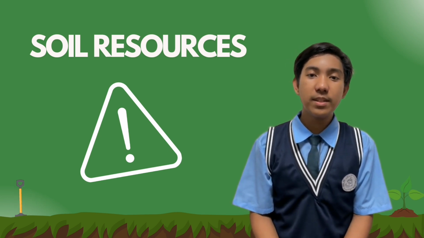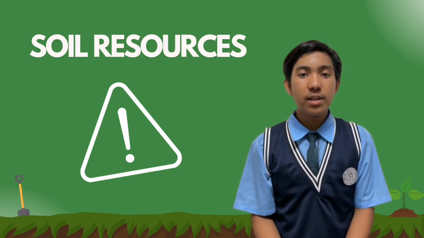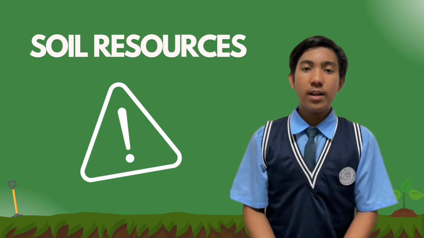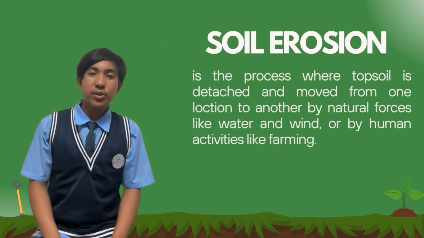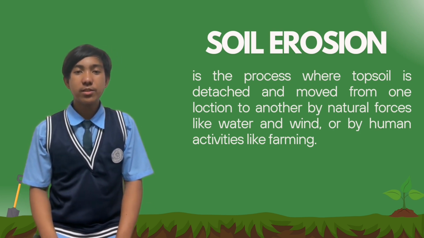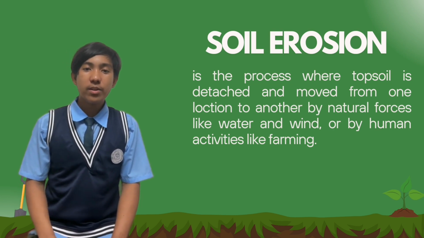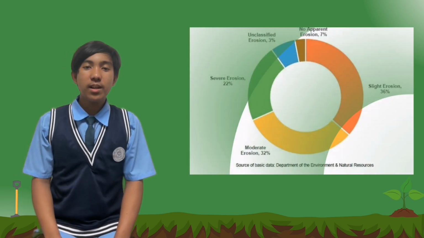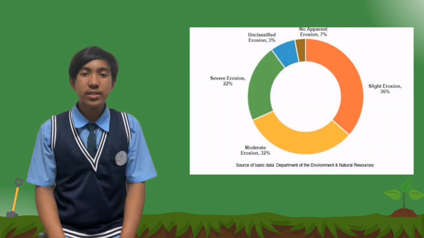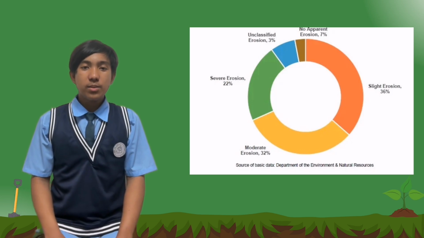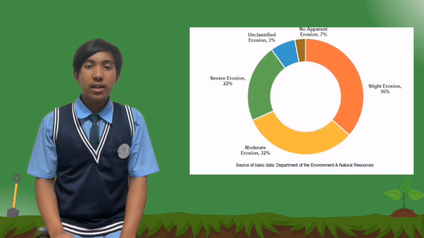Even though soil resources are important and a vital part of the ecosystem, they still face challenges, threats, or problems made by natural forces or made by humans. One of them is soil erosion. Soil erosion is the process where topsoil is detached or moved from one location to another by natural forces like water and wind, or by activities like farming. According to the DENR, or Department of Environment and Natural Resources, 90% of the country's topsoil is affected by soil erosion, and 2 billion tons of soil is lost annually because of it.